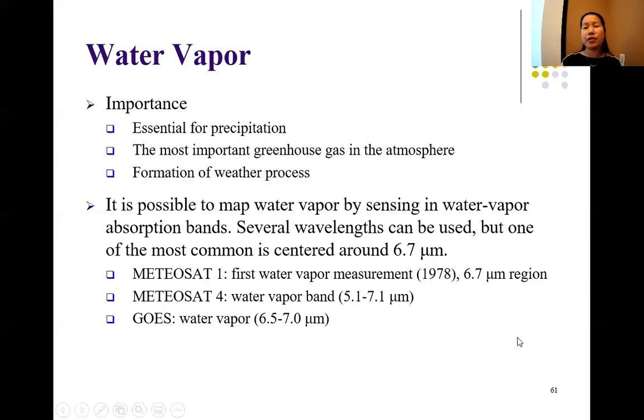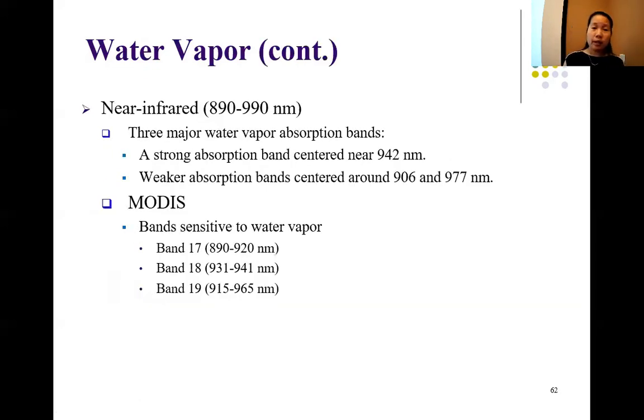So these are the types of sensors that are sensitive to water vapor. There are also sensors that use near infrared for water vapor mapping, which is around 890 to 990 nm. The three major water absorption bands are a very strong absorption band centered around 942, and then weaker absorption bands centered around 906 and 977 nanometers.